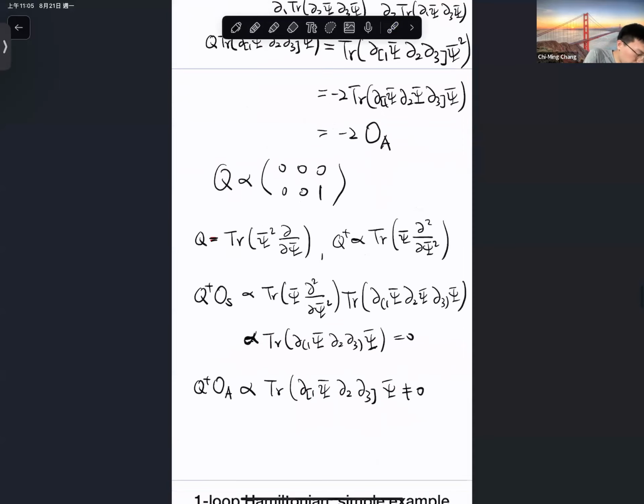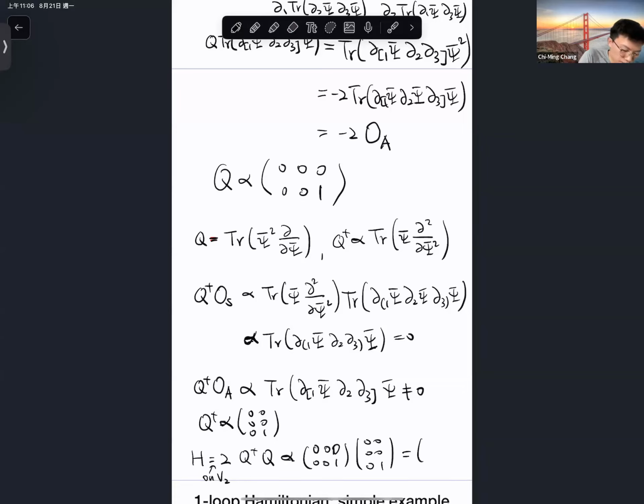Okay, so by this we know Q dagger, you can also write it in matrix form: 0, 0, 0, 0, 0, 1. And the Hamiltonian, these two, Q dagger Q. Let's consider the Hamiltonian on V2. Right. And then you have 0, 0, 0, 0, 1, and 0, 0, 0, 0, 0, 1, and that gives you 0, 0. Wait, oh, is it? Let's see.